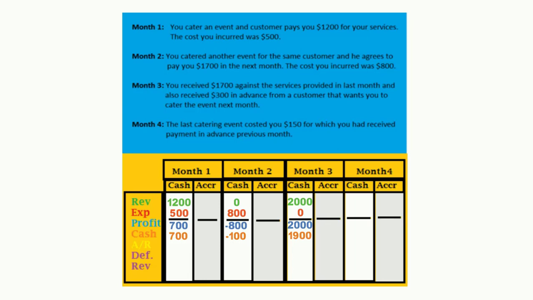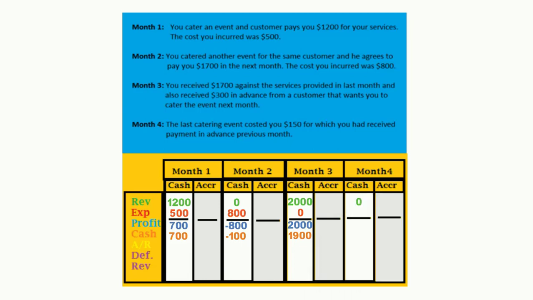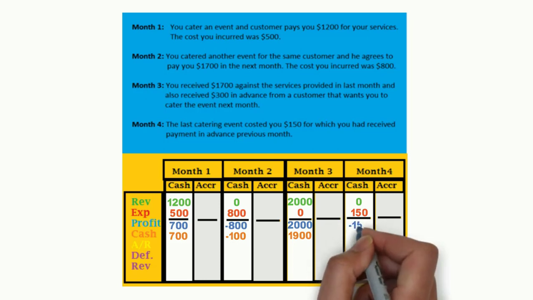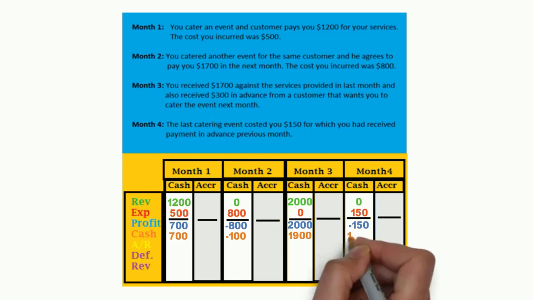Now month 4, you cater the last customer's event. It cost you $150. So once again, you just had to spend the $150 in month 4 to cater the actual event, but you got no revenue in that month. So it looks like you took a loss, negative $150, and then your cash balance will go down to $1,750.